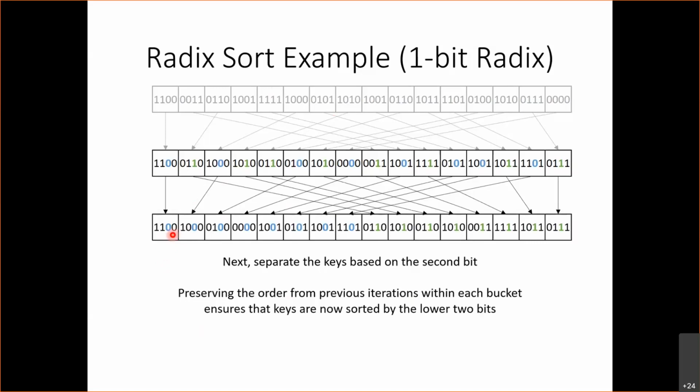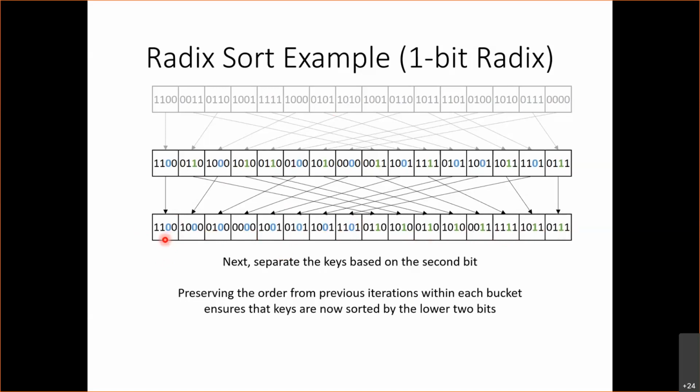Okay, so now if you look, our keys are sorted by the lower two bits. So we have the 00s, and when we're done with the 00s, we're going to have the 01s. When we're done with the 01s, we're going to have the 10s, and then when we're done with the 10s, we have the 11s. So by preserving the order, now we have an array that is sorted by the lower two bits.